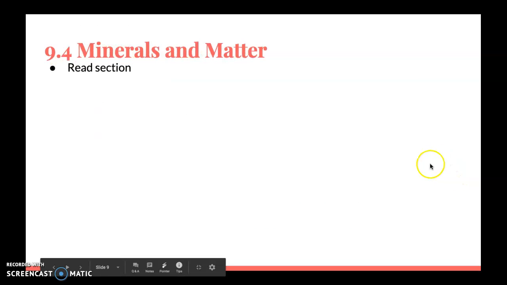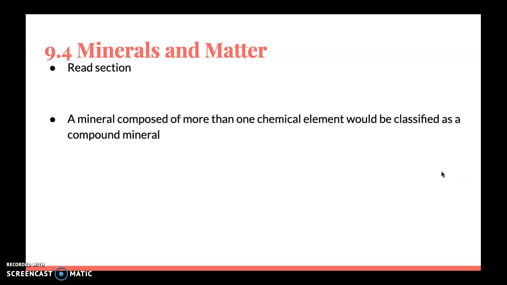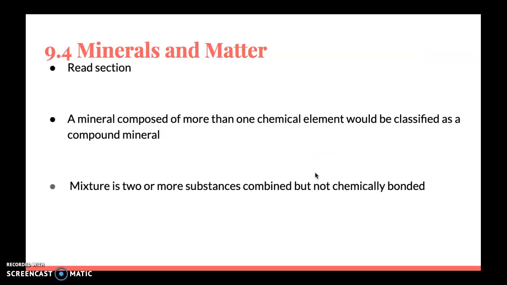9.4, Minerals and Matter. We read this section, so feel free to reread it or look over it. A mineral composed of more than one chemical element will be classified as a compound mineral. We talked about quartz, that really pretty picture on the back slide. That is two different elements: Si and O2, two different ones, and it makes up quartz. Or we have calcite, which is three different ones, making up a compound mineral. Think of a compound word: you're taking two words and putting them together. Same kind of concept with your mineral.